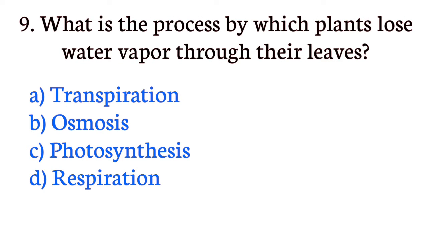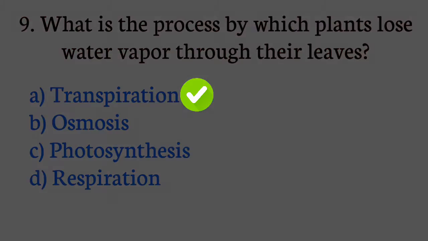Question number 9. What is the process by which plants lose water vapor through their leaves? The correct option is option A, transpiration.